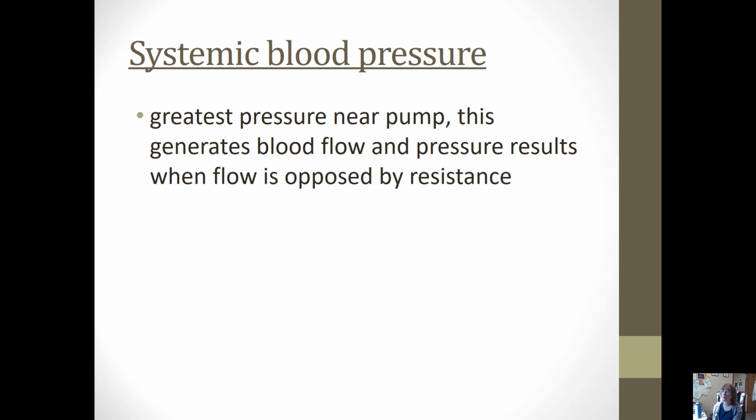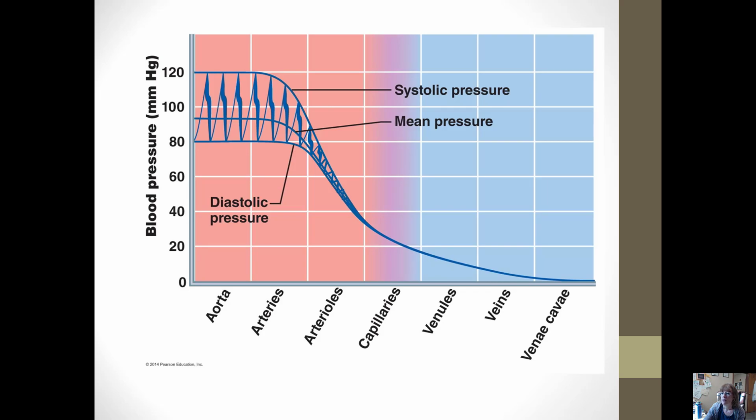As you would expect, and as we said, systemic blood pressure is greatest near the heart, so this will start the blood flow, and then pressure results when flow is opposed by resistance. So if we take a look at this chart, it shows the peripheral resistance, or the blood pressure changes, as you go from the aorta down into the vena cava.